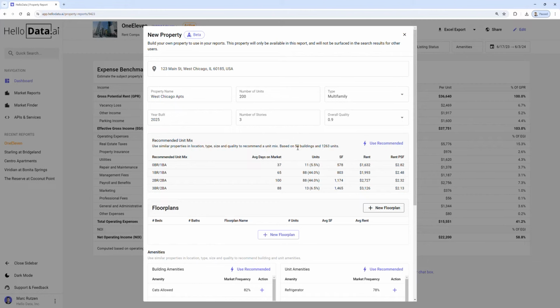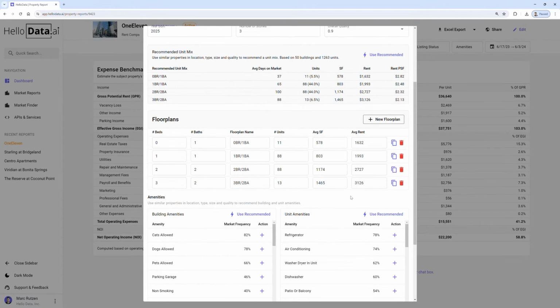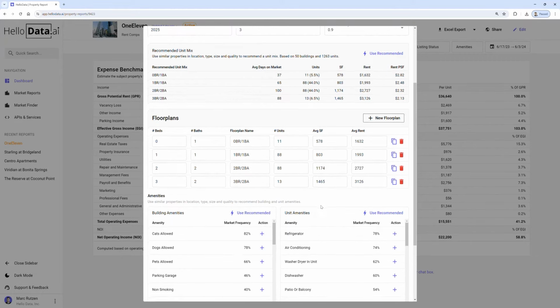This system is going to recommend, based on the 50 most similar buildings and all of the units within them, what is the most prevalent unit mix in the market. So it's going to recommend a unit mix for you. You can use the recommended one, or you can input it yourself. We see some power users fly through this and put in all the floor plans for new development. This just gives you a starting point. You don't have to go with it.